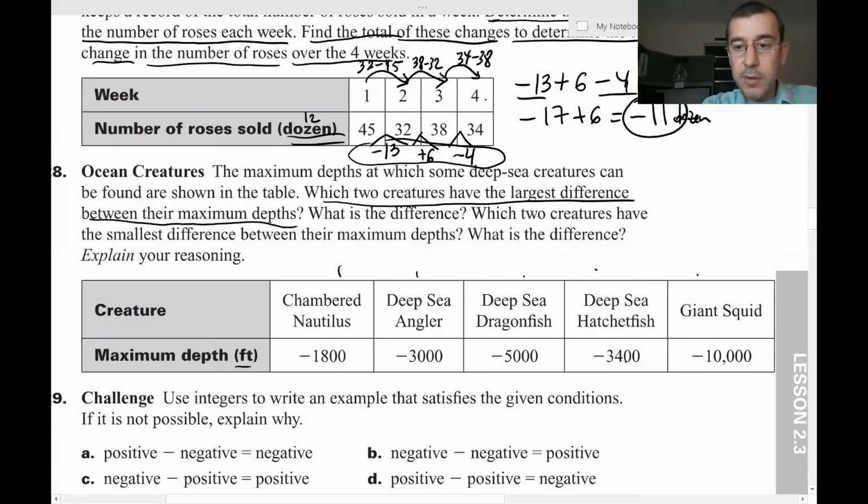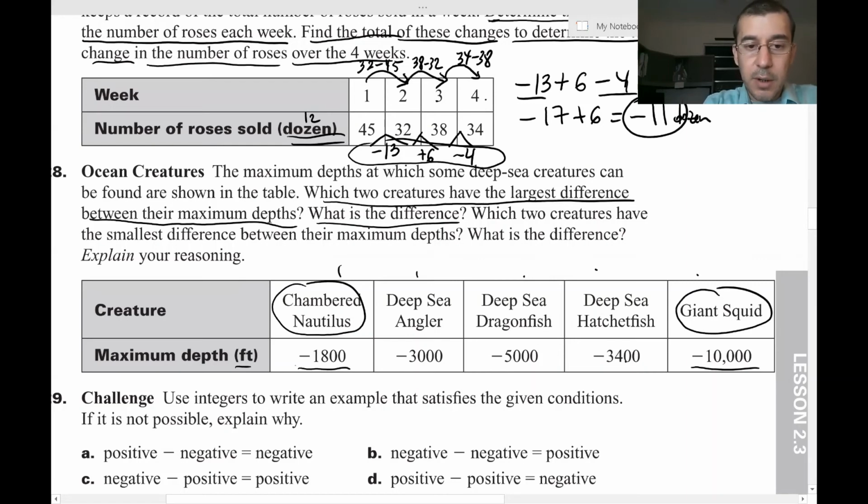So the largest difference is, if we can sort these, the smallest and the largest number is going to be the answer. So minus 1800 looks like it's the lowest number, and then minus 10,000 is the largest number. So that's the largest difference. Okay, so what is that difference? Well, which two creatures have the largest difference? That would be the chambered nautilus and the giant squid. Okay, the lowest and the largest number.